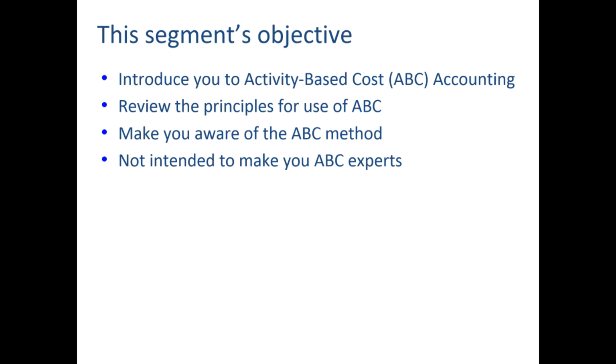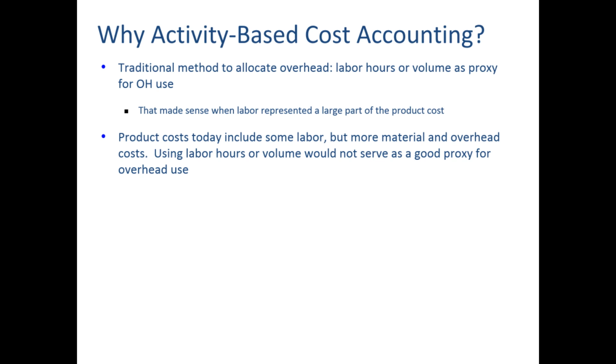Hopefully, you'll get enough so that you can be conversant on the issues and recognize the importance and the power of an activity-based system. A first question to ask is, why activity-based cost accounting? Well, traditional methods of allocating overhead worked for times where labor comprised a large part of the product cost. Using volume or the amount of labor hours used in a product as a proxy for allocating the smaller overhead costs made sense, and it seemed to provide adequate product cost information for management.